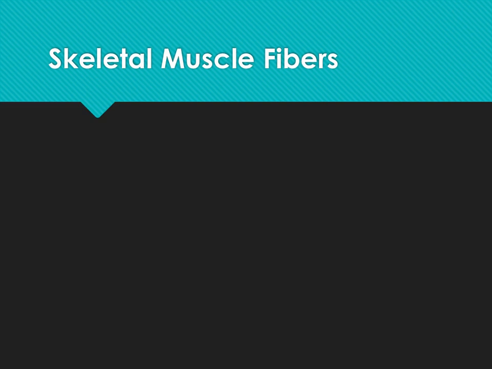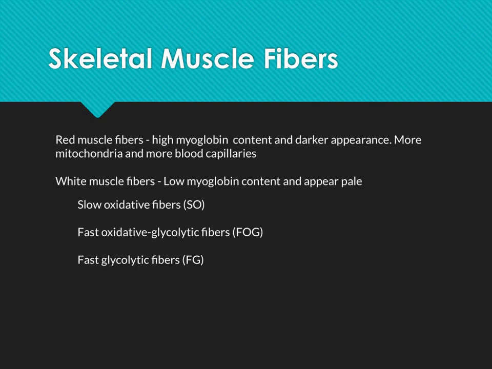Red muscle fibers are going to be referred to as red because they have a higher myoglobin content and therefore have a darker appearance. They have more mitochondria and also more blood capillaries, where white muscle fibers have a lower myoglobin content and they appear pale. We can then divide these fibers more specifically, talking about slow oxidative fibers.